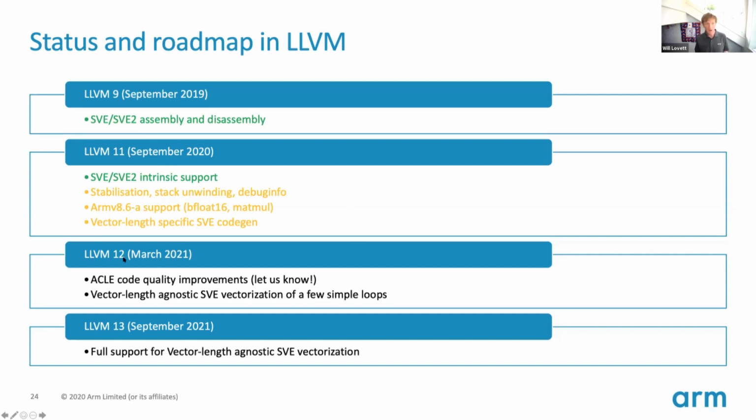Then looking forward, for LLVM 12, there'll be a focus on making sure the ACLE code quality is as high as it can be. So if you're using it, let us know. And we aim to have end-to-end full SVE vectorization, without the -msve-vector-bits flag, of at least a few simple loops within LLVM 12, and then we'll build on that in the second half of the coming year through to LLVM 13, where we hope to have full support. Now, these are forward-looking statements, and it's very difficult to get them right. So don't beat me up too much if that doesn't happen. But that's what we'd like to do today.